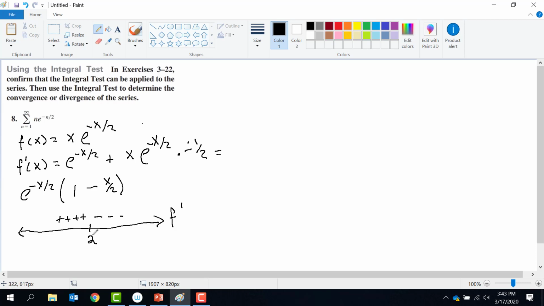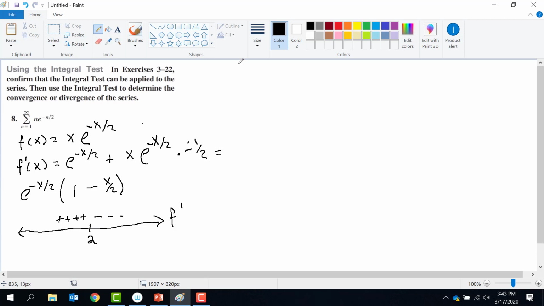Now, the integral test required that our function always be decreasing, and what the first derivative test tells us is that it's eventually decreasing. And it should make sense that the first couple terms shouldn't matter. The first million terms shouldn't matter. As long as eventually it starts decreasing only, then that's what should matter. So after 2, it's always going to be decreasing, so we can apply the integral test.